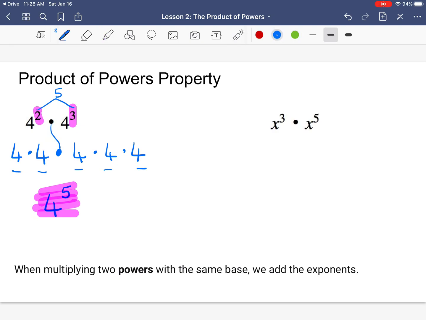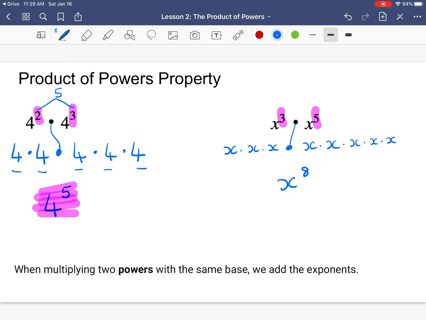So let's look at x cubed times x to the power of 5. X to the power of 3 we could also say instead of x cubed. So here's x times x times x. We've got a multiplication symbol here, and then x. So if we add up all of the x's, there are 8 of them, x to the power of 8, where x is the base and 8 is the exponent. And if we look at our original exponents, 3 and 5, 3 plus 5 is 8.